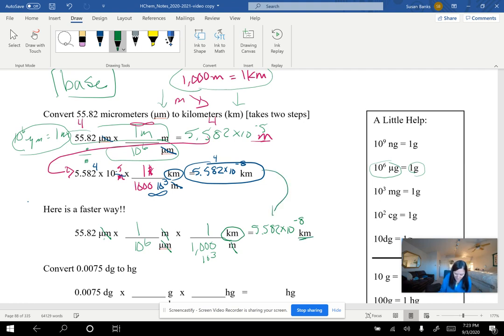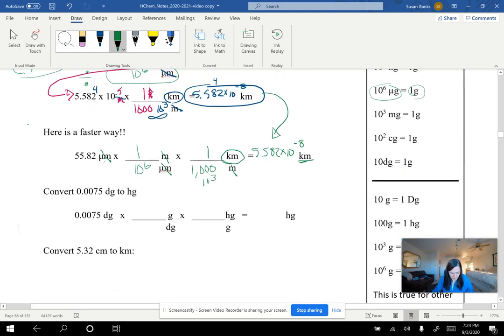We got the same answer, but we did it in one big problem instead of 2 small problems. So when we do multiple step problems, we can string it all together with unit analysis. And that's the beauty of unit analysis. I can convert so many things all at one time and just make it one big math problem.